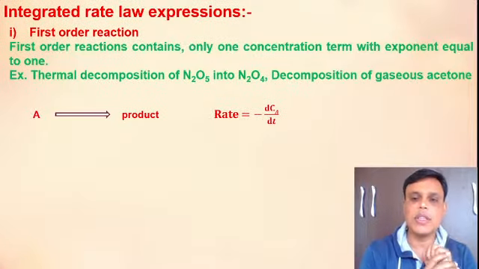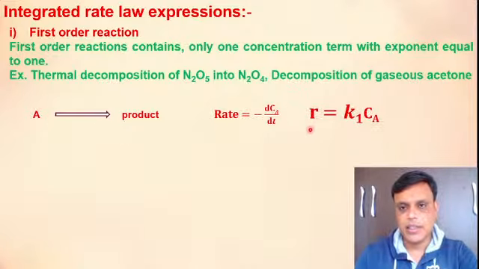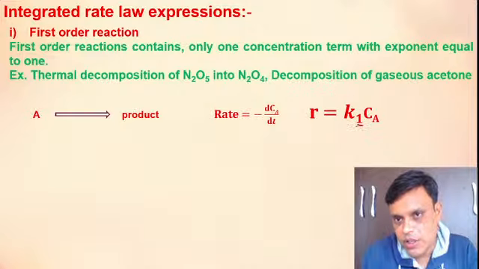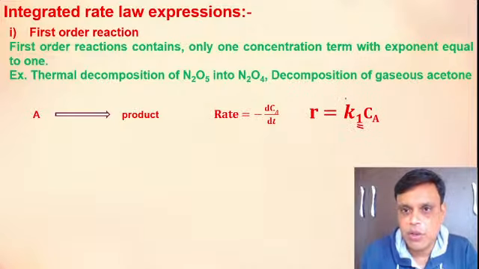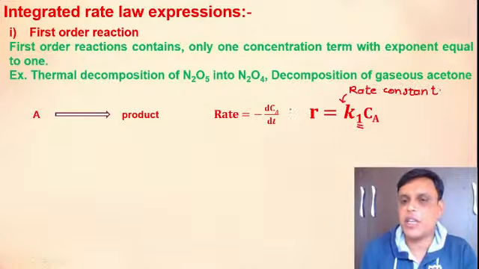Again we will write it in terms of the rate constant. Here rate, which is indicated by the symbol small r, is equal to K1 into the concentration of A, that is the reactant, and K1 is the rate constant for the first order reaction. Why is 1 there? Because it is the rate constant for a first order reaction. That's why K1 is there.